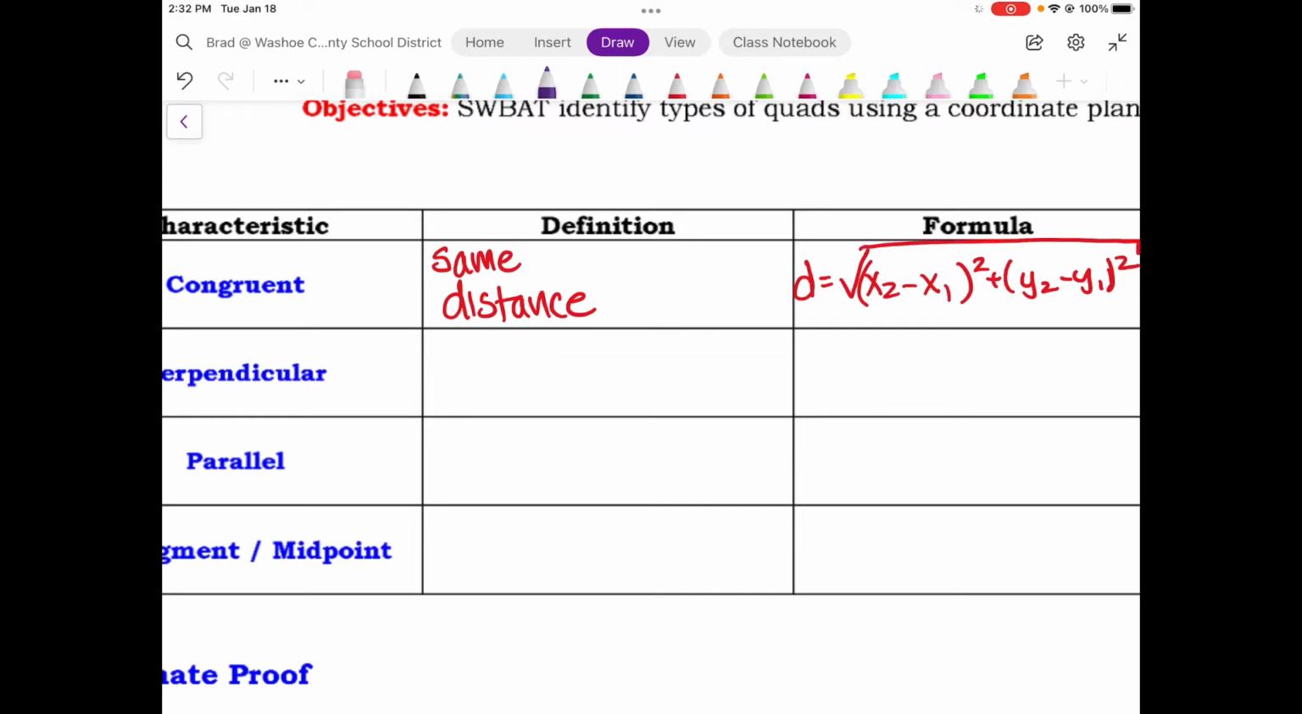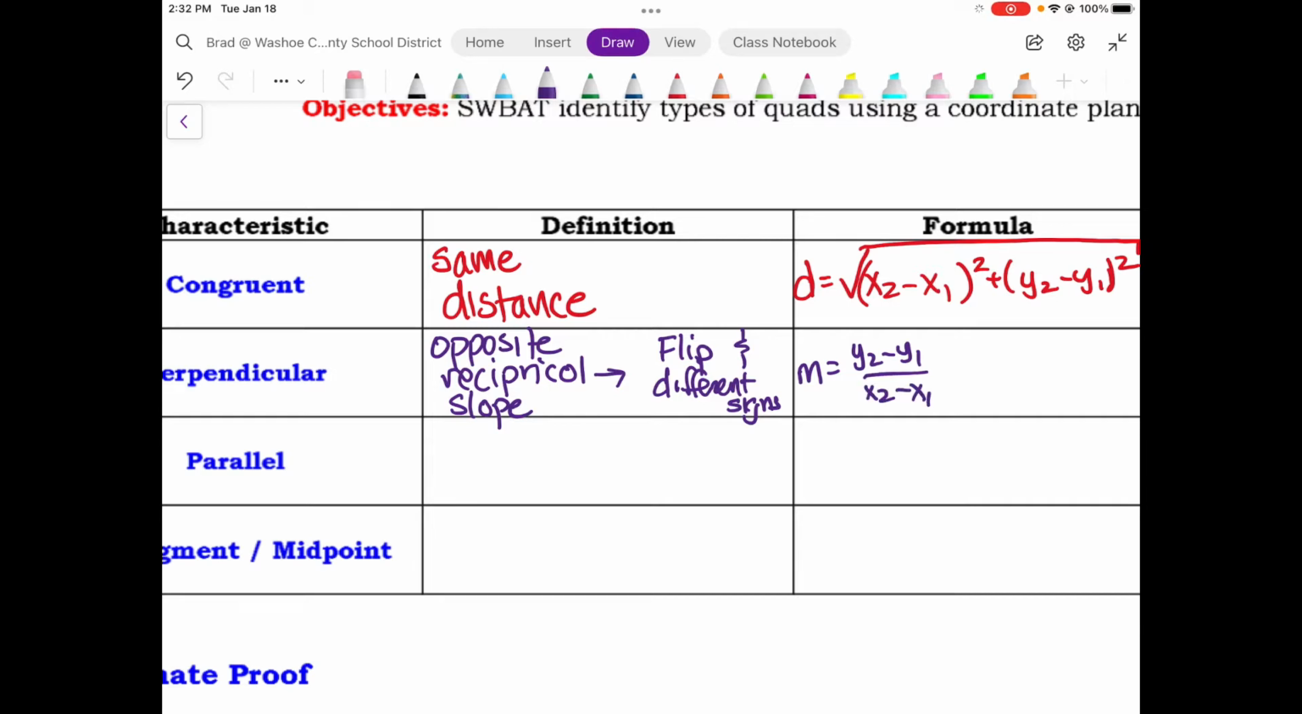And then, ladies and gentlemen, we could talk about perpendicular, like diagonals are perpendicular. And that's where you're going to have opposite reciprocal slope. An opposite reciprocal slope just means basically it's going to flip and they're going to have different signs. So that would mean I would need to use the slope equation, which is y2 minus y1 over x2 minus x1. Now, if they're parallel, that means they're going to have the same slope. And the same slope would imply that they're literally the same number. So once again, I would use that same formula of y2 minus y1 over x2 minus x1.